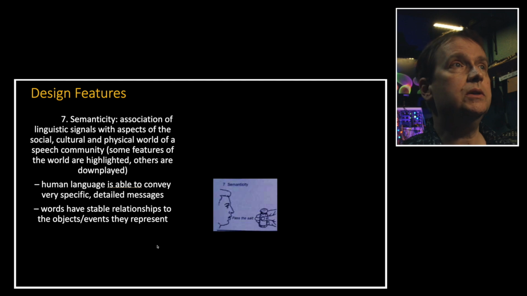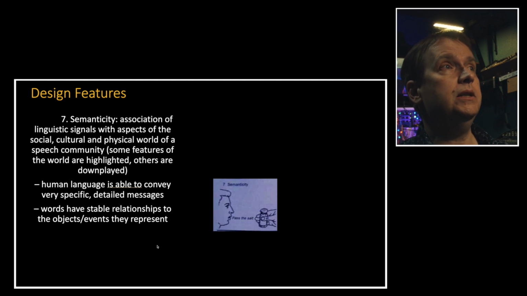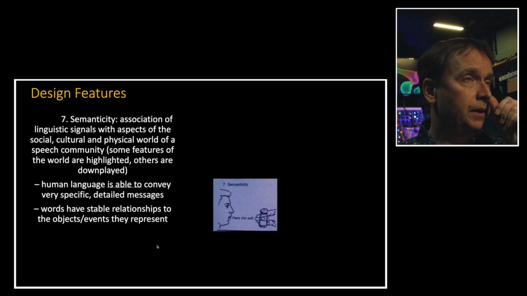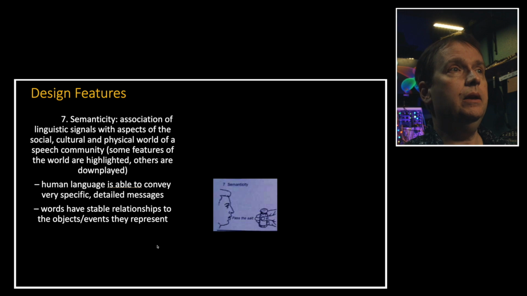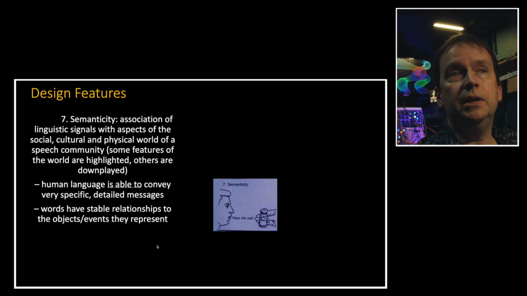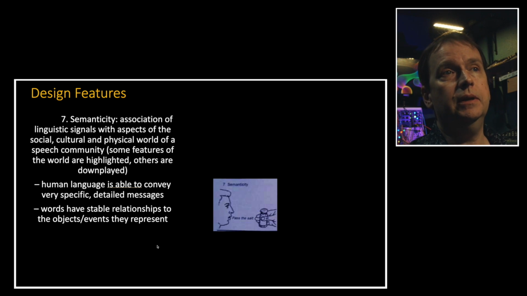There's also what we call semanticity, which is the association of linguistic signals with aspects of the social, cultural, and physical world of a speech community. Some features of the world are highlighted, others are downplayed. And human language is able to convey very specific, detailed messages. Words have stable relationships to the objects and events that they represent.